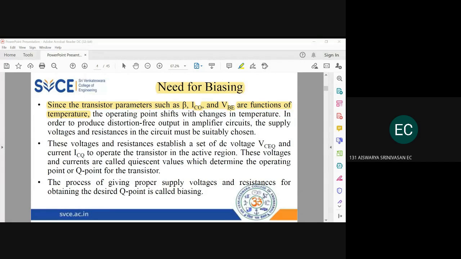IC by IB. Very good. Beta is IC by IB. It is the current amplification factor for a common emitter amplifier. So beta is IC by IB. IC depends on temperature. IB depends on temperature. So beta depends on temperature.